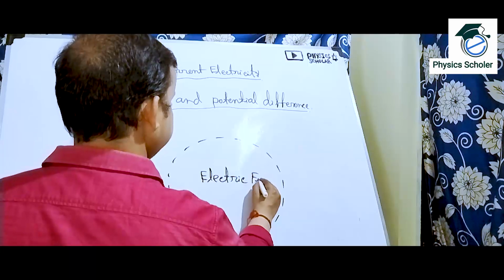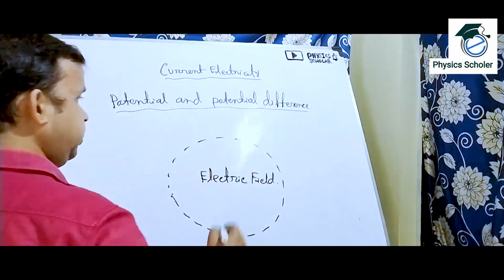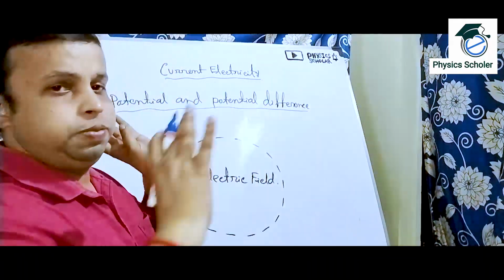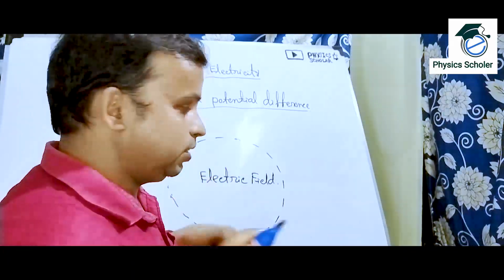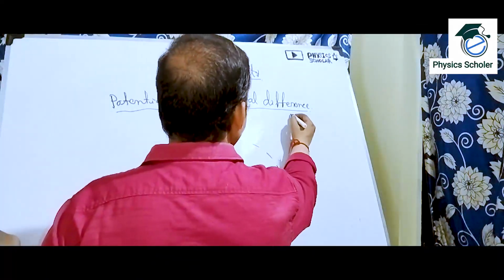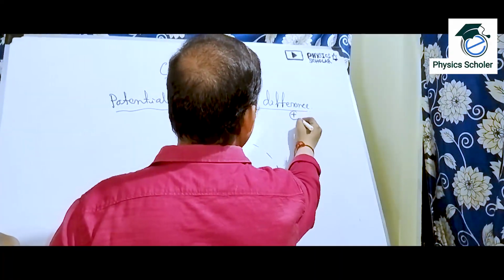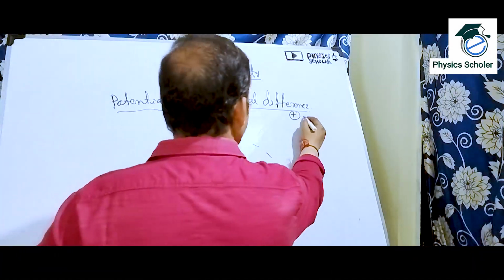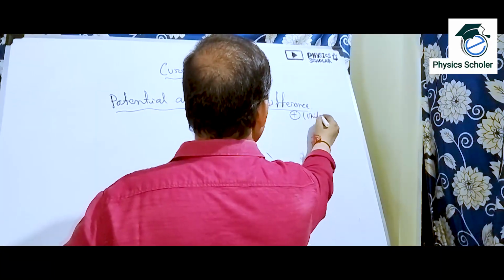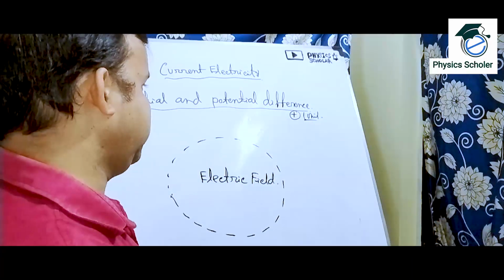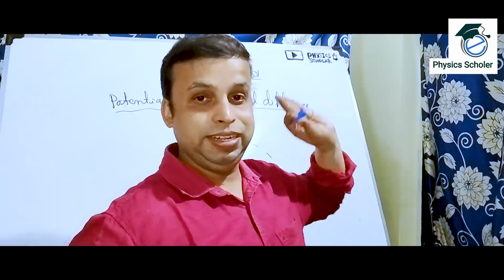Electric field. Suppose in the electric field, at distance infinity, infinity means we cannot measure, there is a unit positive charge, 1 unit. The positive charge is placed at infinity.